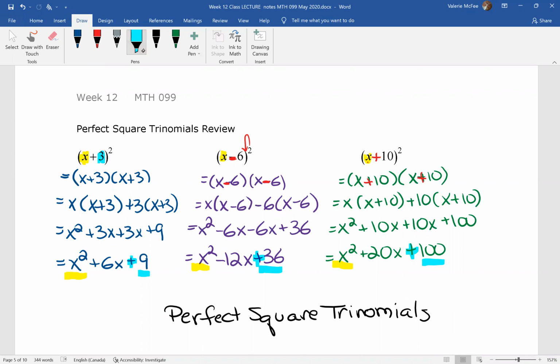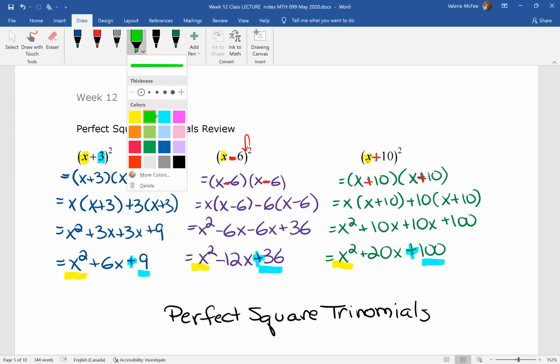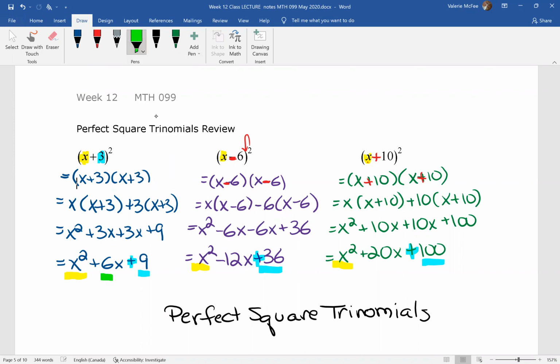The question is, how do we get that middle term? Where does the 6 come from? The negative 12, the 20? Well, if you notice this 3, I have two 3's here. 2 times 3 is 6. This negative 6, I have two negative 6's. Two negative 6's gives me negative 12. We have 10. Two 10's give us the 20.